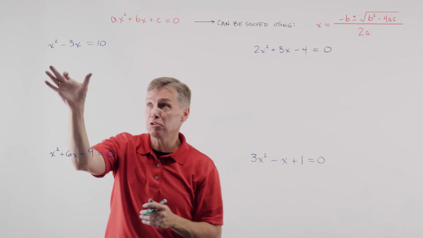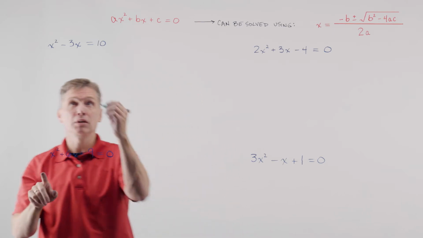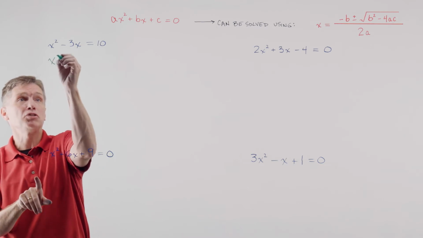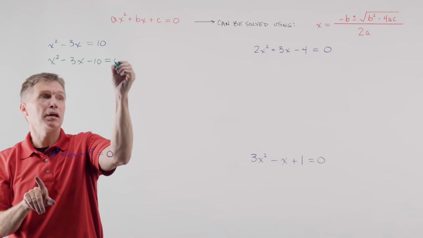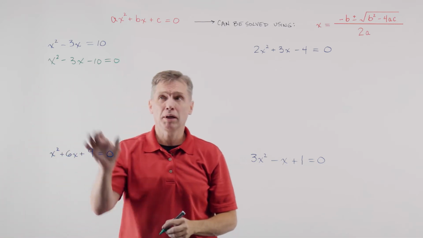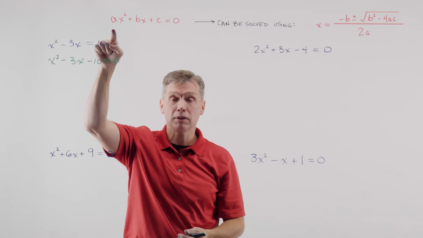So my first step for some of these might be to make sure I have 0 on one side of the equal sign. So it's a quick fix. I will just subtract the 10 from each side. Make sure you do that, okay? Make sure your quadratic equation that you're working with looks like this.